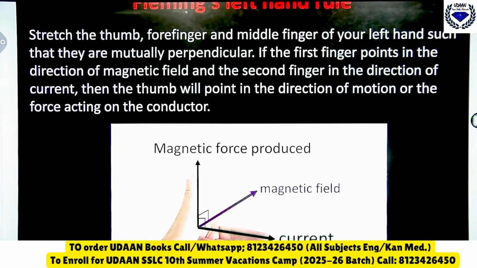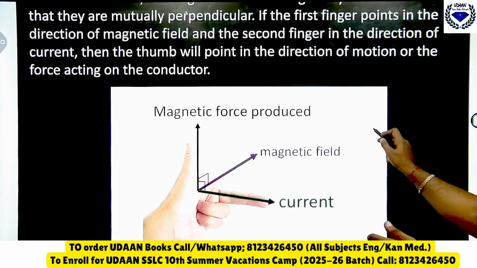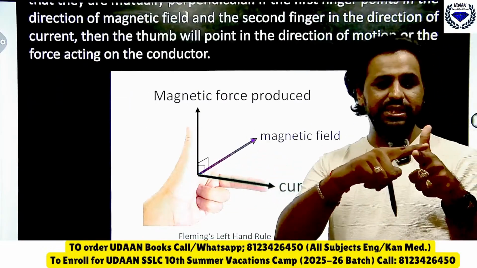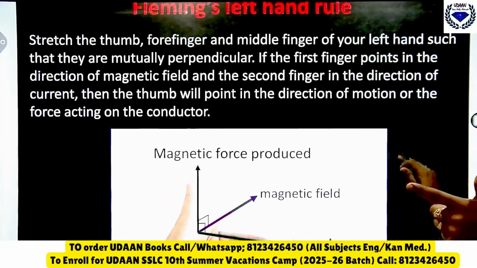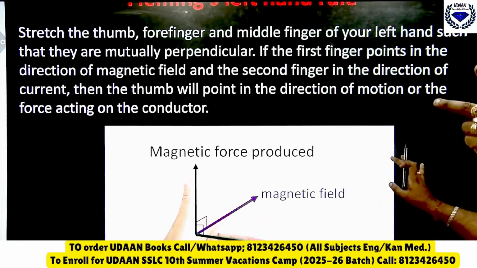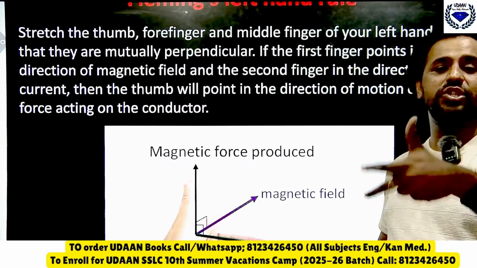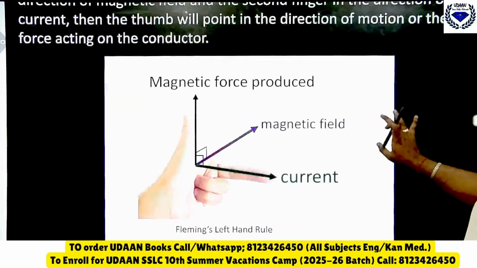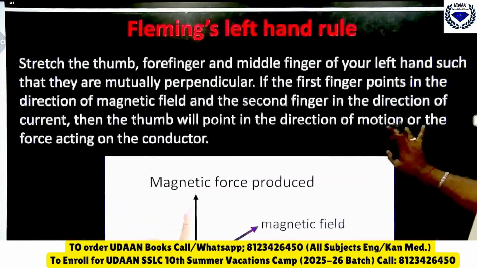Then if the forefinger points in the direction of magnetic field, and the second finger, that is the middle finger, indicates the direction of current, then the thumb indicates the direction of what? The force acting on the conductor. Okay, you should know this.